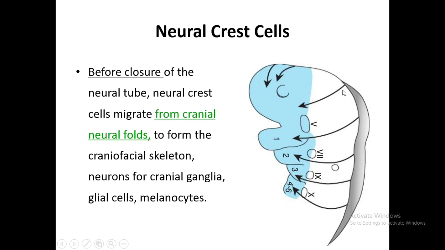These cells migrate from the cranial neural fold to form the craniofacial skeleton. These are the pharyngeal arches which are supplied by cranial nerves. Neural crest cells in this region form the cranial ganglia, glial cells, and in the epidermis they form the melanocytes. These are the fate of the neural crest cells from the cranial region of the neural tube.